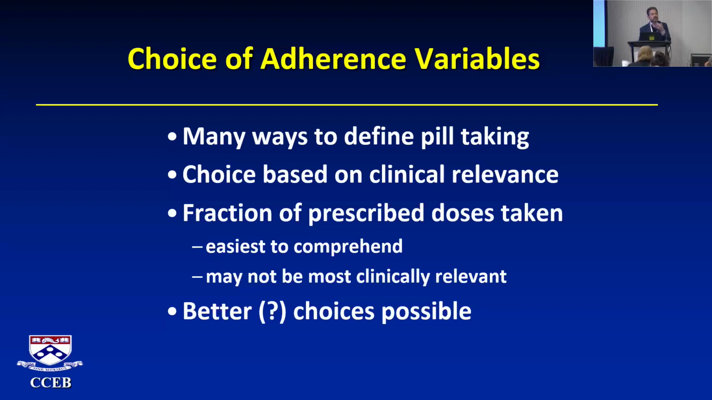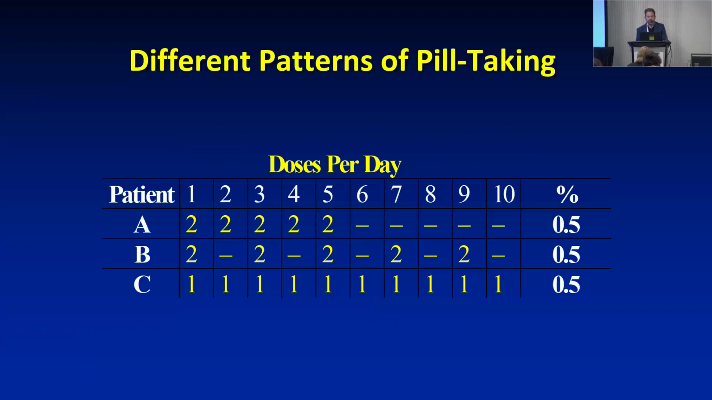But for us to communicate, we can talk about the fraction of doses taken. When I say 75%, you're like, oh, they're taking most of it, but not all of it. 99%, oh my gosh, they barely missed a single dose. But that may not be the most clinically relevant, as we've discussed in detail. Are there better choices?